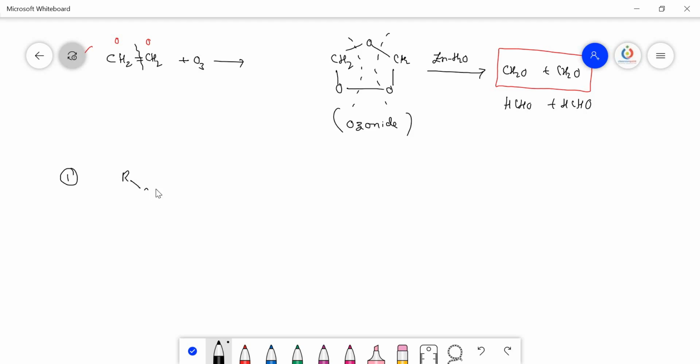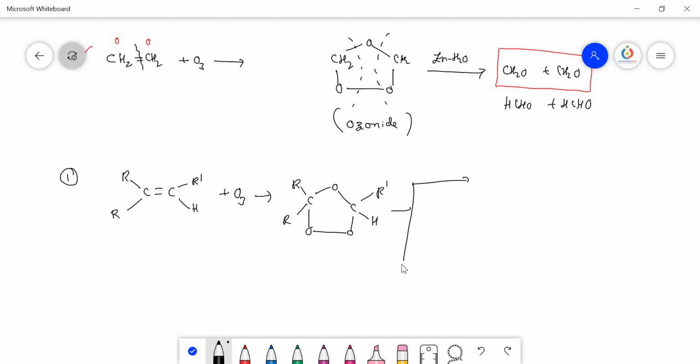imagine there is an alkene like this plus ozone. Okay, so it forms ozonide. Oxygen, carbon, the oxygen like this, and here hydrogen, here R dash. And this ozonide can be subjected in two ways, that is zinc water, and remember, dimethyl sulfide also. This is very important because people forget about dimethyl sulfide.